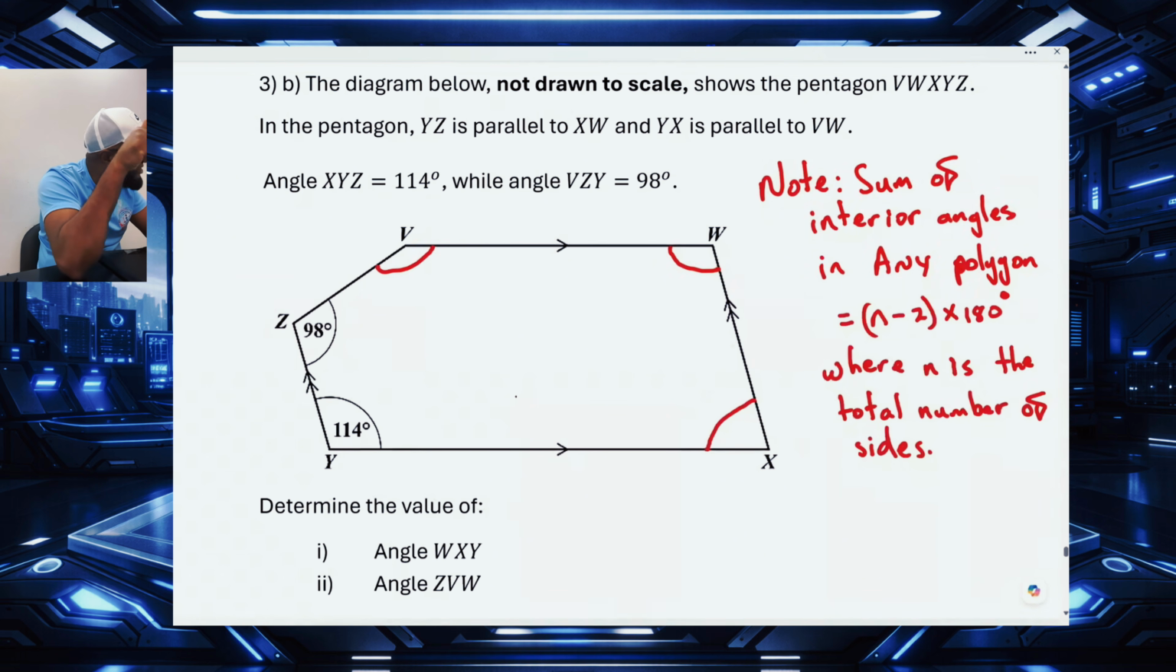How many sides does this figure have? 5. So we know n is 5. But anyway, that's part 2. Let's go to part 1. Let's check out the information above here.